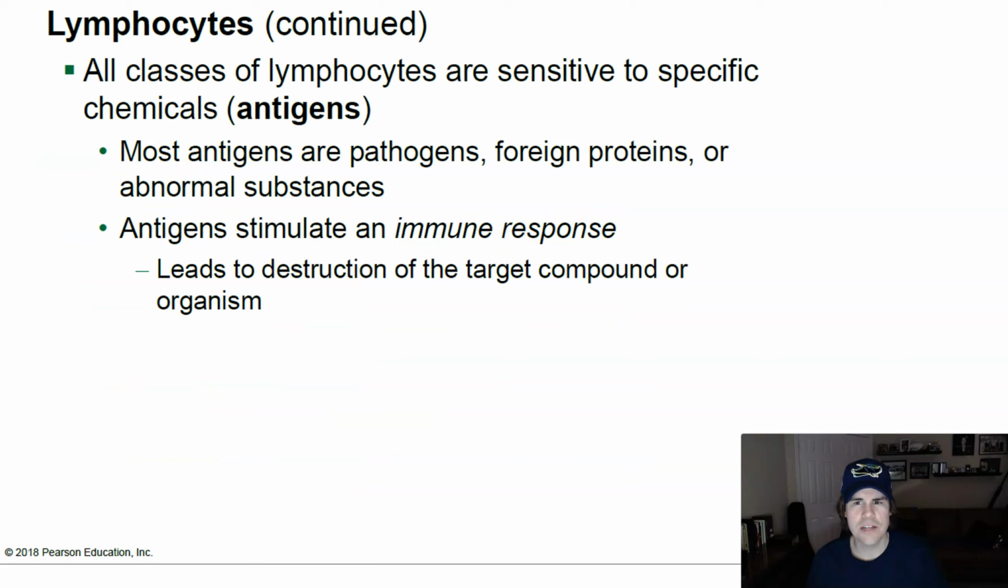All classes of lymphocytes are sensitive to specific chemicals. These are called antigens. Antigens could be pathogens, foreign proteins, or abnormal substances. If you have bad allergies, those are antigens, and your system just overramps that response to that antigen, thinking it's dangerous, and it's really not. It could be just pollen or cat fur or something. Antigens stimulate an immune response. So again, we're trying to target this for destruction.